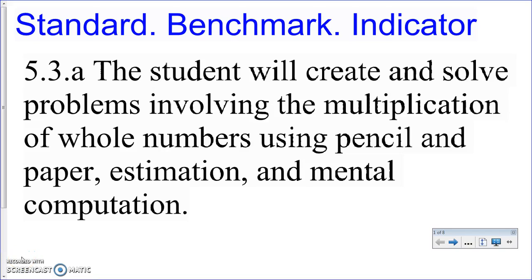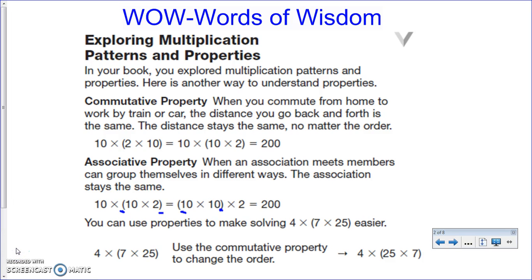Today we are working on multiplication properties. Please copy down the standard benchmark indicator on a clean page in your math notebook. The student will create and solve problems involving the multiplication of whole numbers using pencil and paper, estimation, and mental computation. Exploring multiplication patterns and properties.